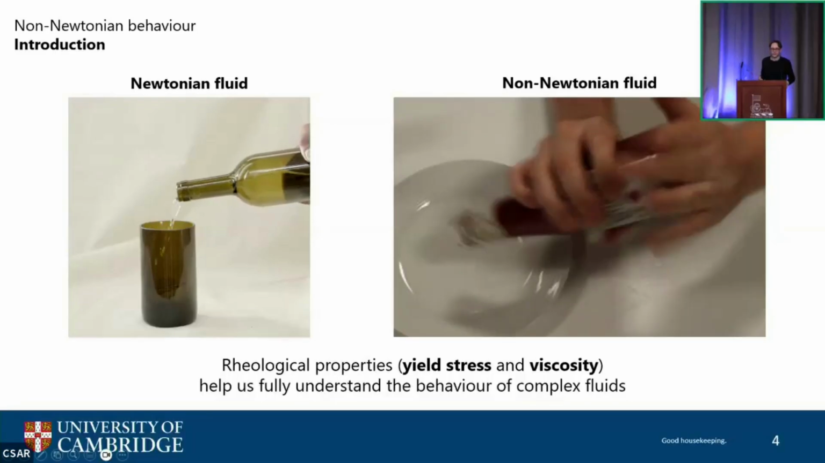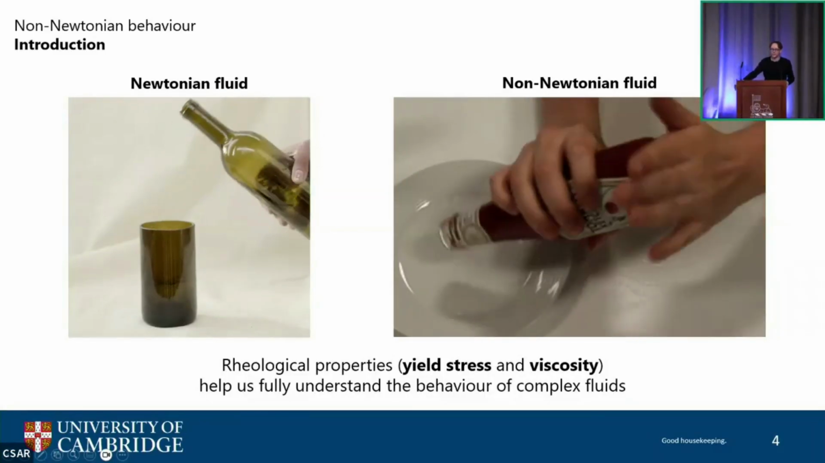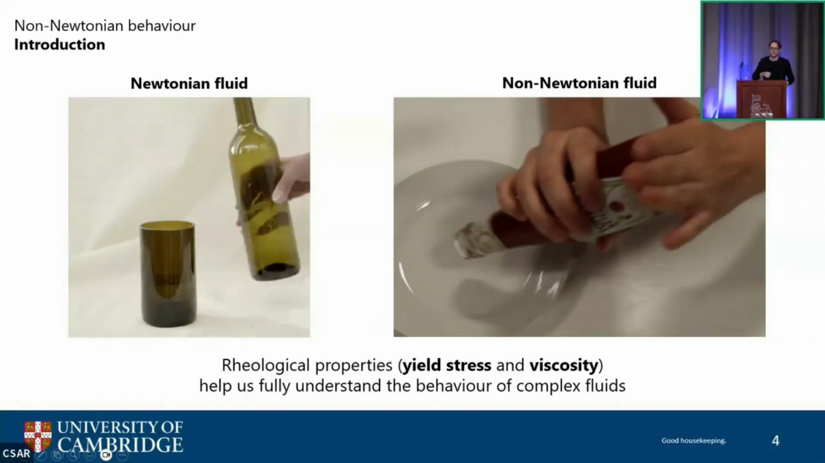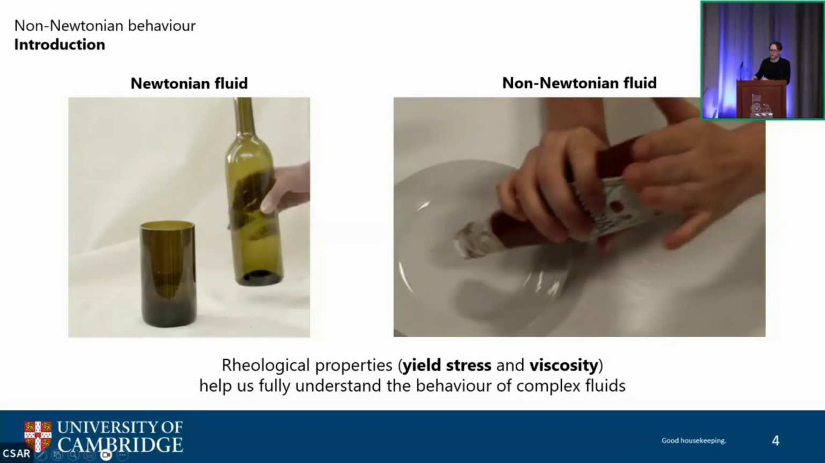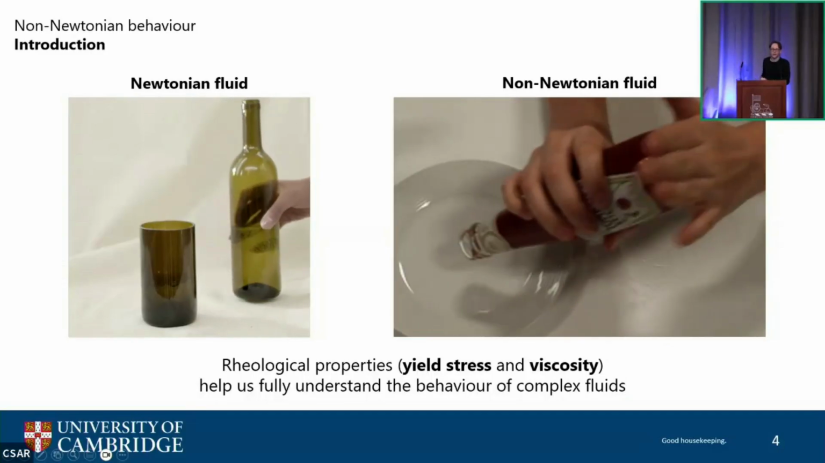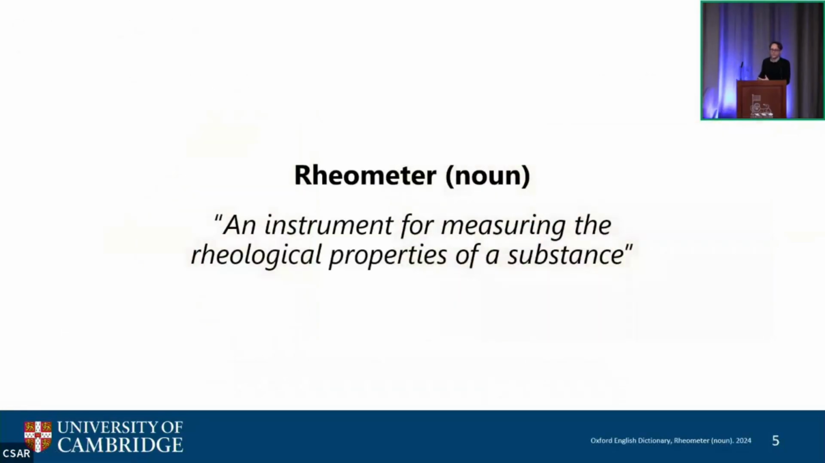The yield stress is the stress that we have to put into a material to get it to move, so that's us bashing the back of the bottle. And the viscosity means that even when it does start to move, it doesn't flow as easily as water, so you have to spread the ketchup, it doesn't flow readily. And we have to be able to understand these properties if we're to understand the behavior of complex fluids like concrete. Now, the way we measure rheological properties is through something called a rheometer.